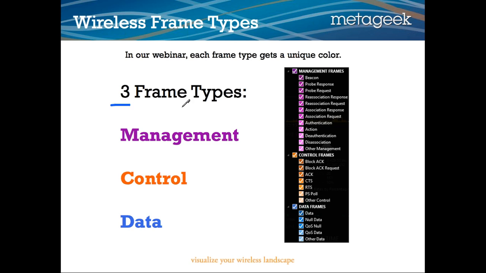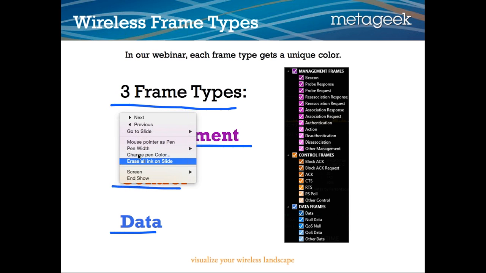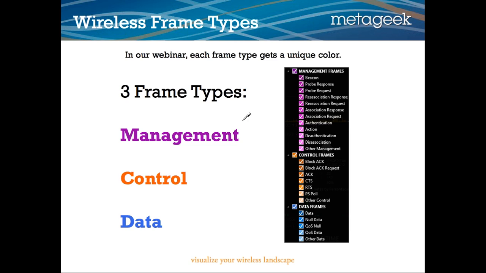In the world of Wi-Fi, you're going to see 3 frame types: management frames, control frames, and data frames. And in IPA, we color each one of these differently. And if you forget which color is which, there's actually a cheat sheet built into IPA. In the filters toolbar, we can see that our management frames are purple, our control frames are orange, and our data frames are blue. And you can even see the subframe types as well if you forget what subframe type belongs to which frame type.